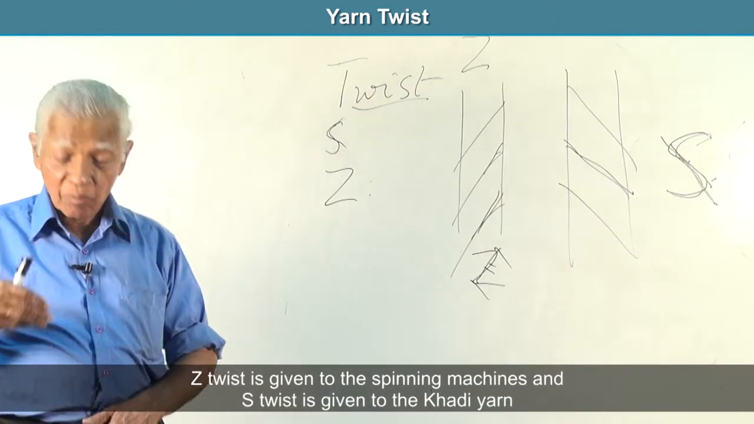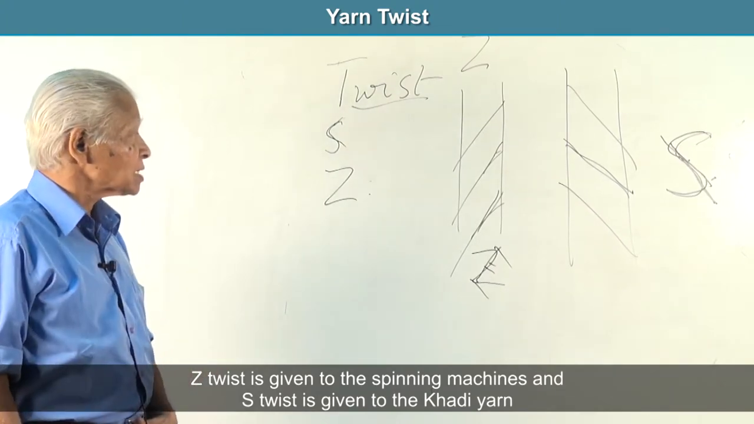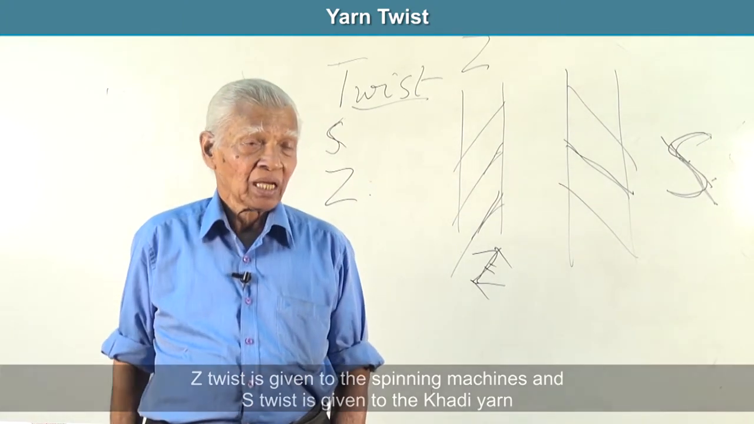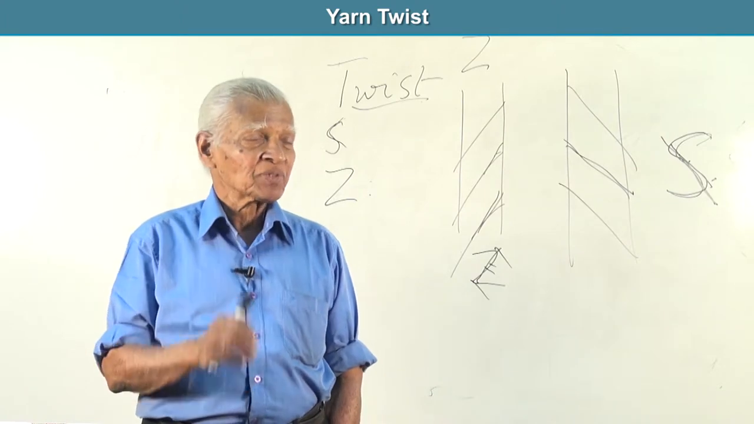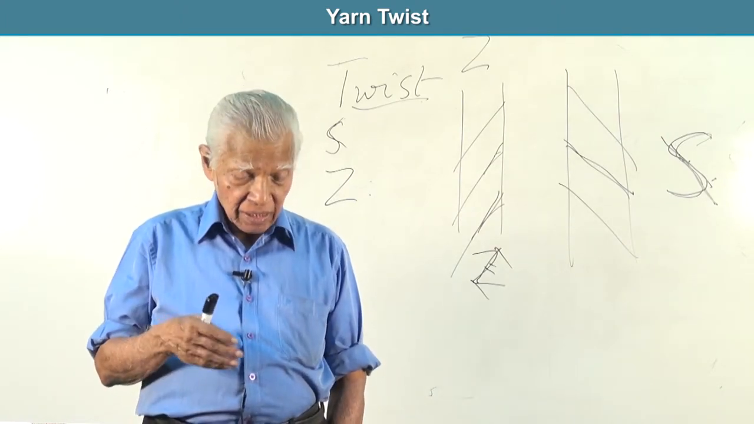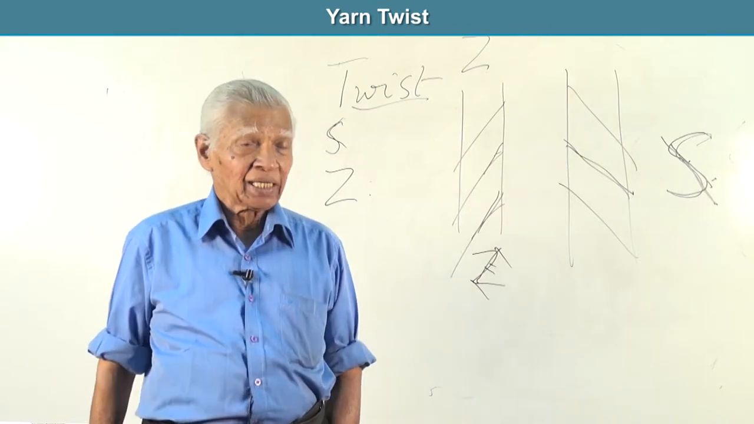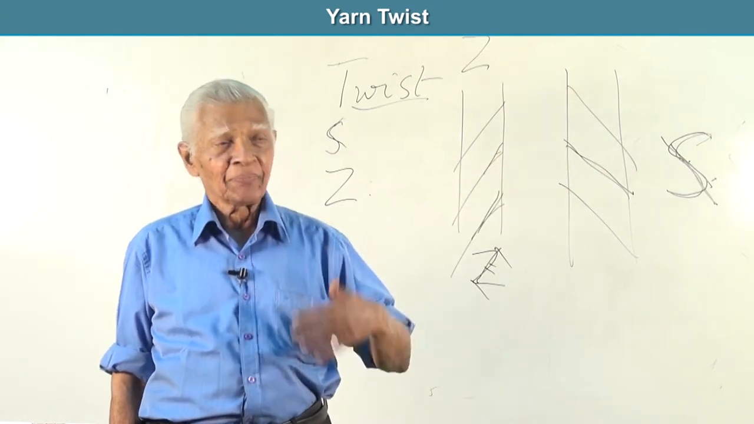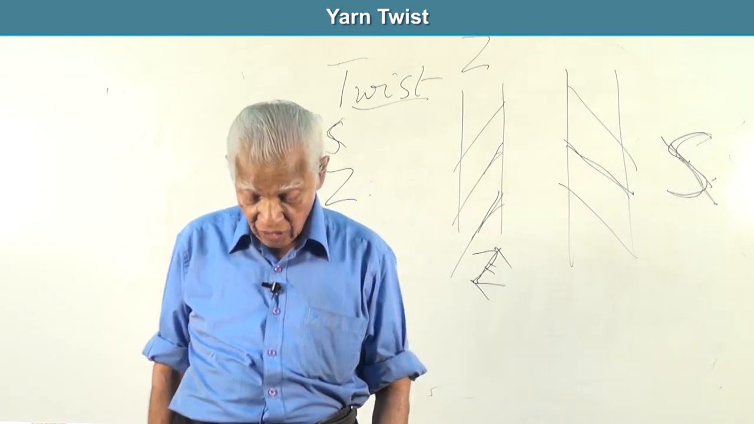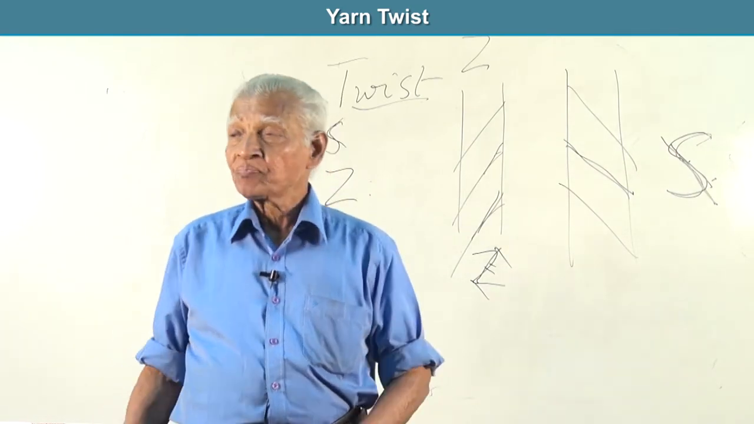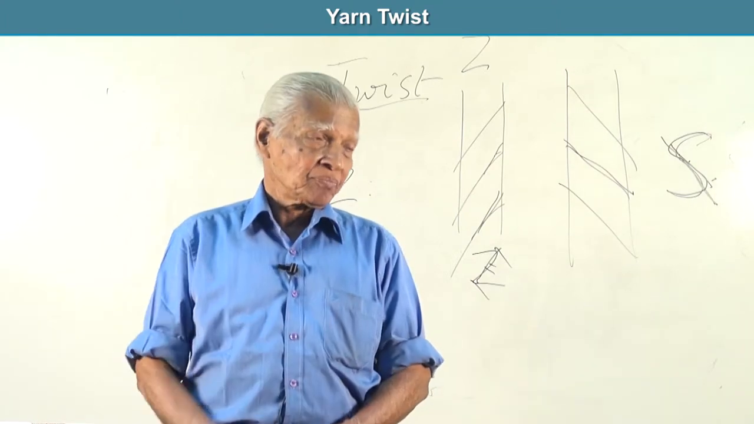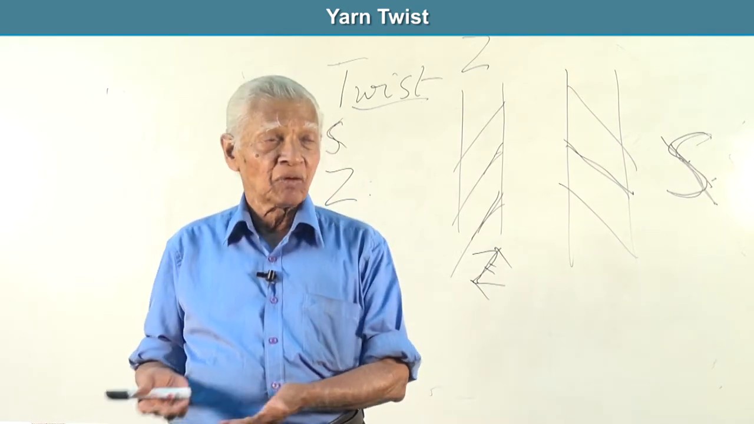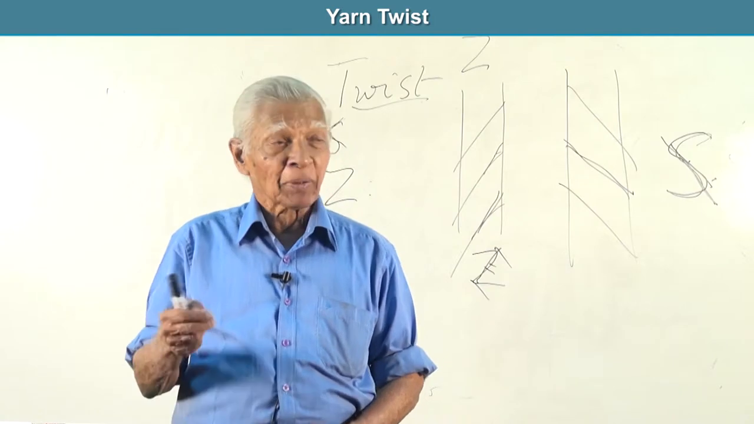Z twist is commonly given in the spinning machine, the mills, whereas S twist is given for the khadi yarn. In our country, there are two types of textile industry. One is called an organized industry. That means all spinning mills and weaving mills, which are highly mechanized and use high-speed machines. Whereas khadi is a sector which produces yarn by hand. A khadi fabric is supposed to be made out of a yarn which is produced by hand and woven by hand, what is called a hand loom, not a power loom.